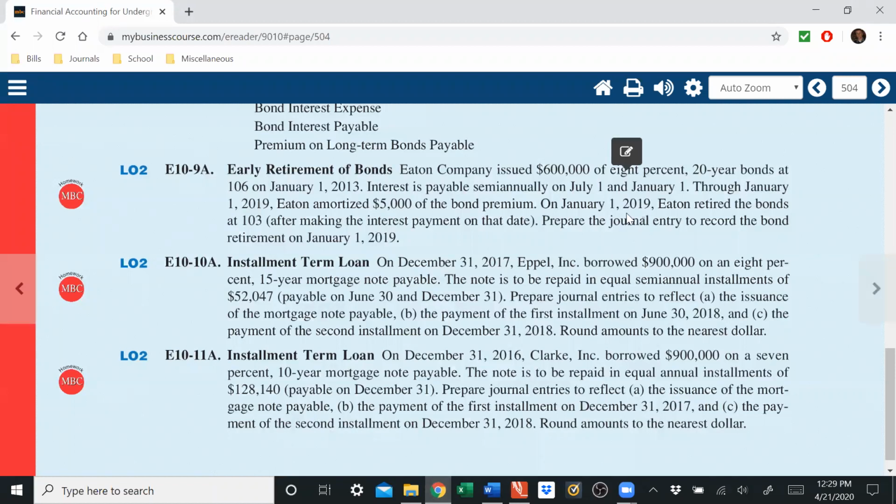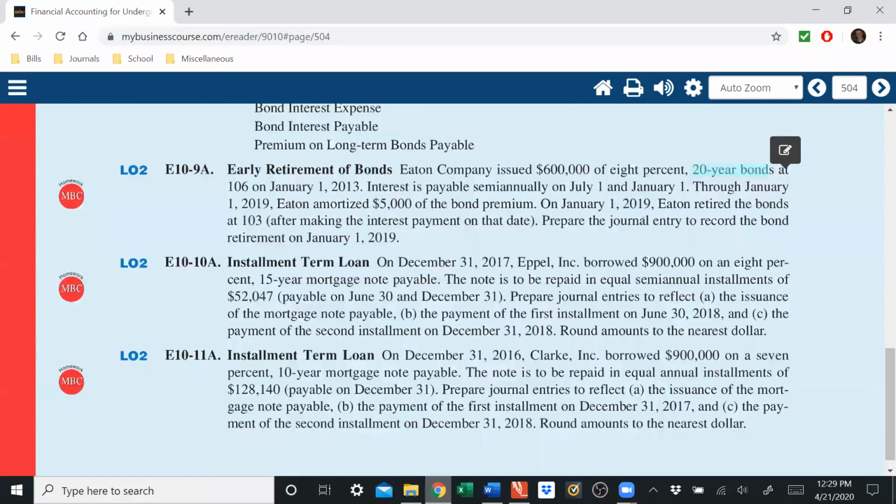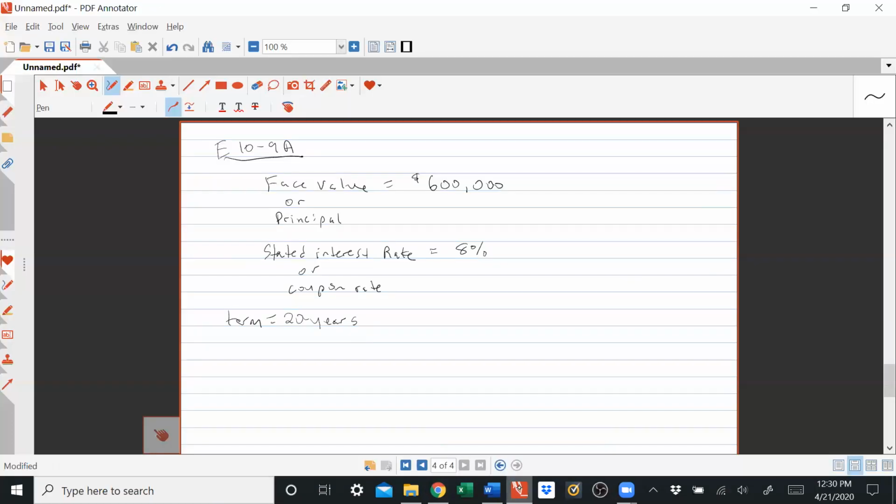All right. 20 years. This is the term of the bonds. This is also stated on the bond certificate. So the term, 20 years. These bonds were issued at 106. This 106 is not something that's stated on the bond certificate. This 106 is given to you so that you can calculate the issue price. I can either give you the issue price directly, or I can give it to you indirectly by telling you that the bonds were issued at some percentage. In this case, 106.